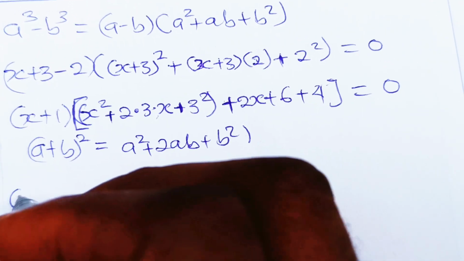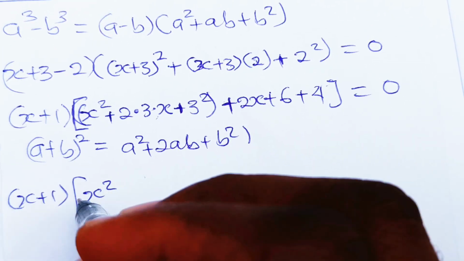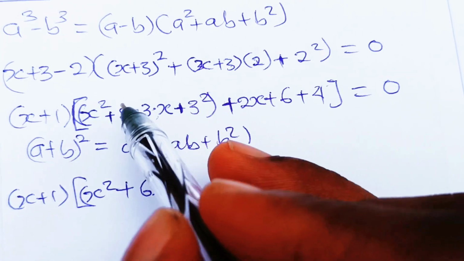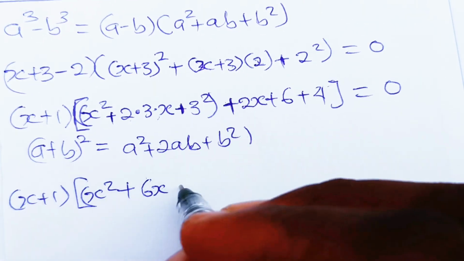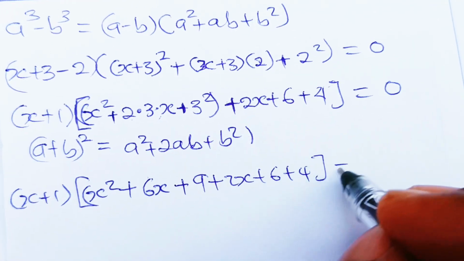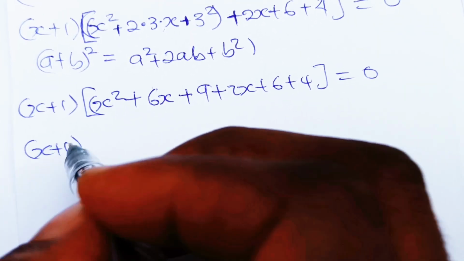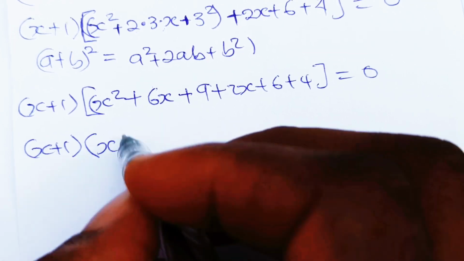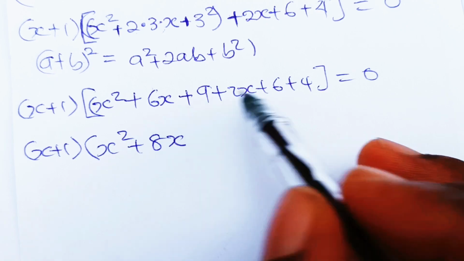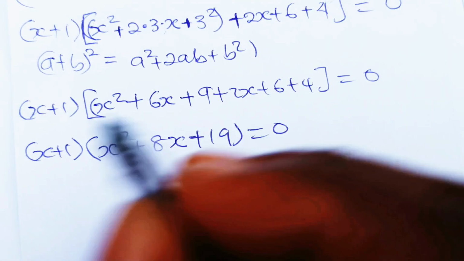All right, now we have x plus 1 open bracket, so we have x squared, all right, plus 2 times 3 is 6, so 6x, then plus 9 plus 2x plus 6 plus 4 is equal to 0. Yeah, let's continue. Now we have x plus 1 bracket x squared, 6x plus 2x will give us plus 8x. Now 9 plus 6 plus 4 will give us 19 is equal to 0.